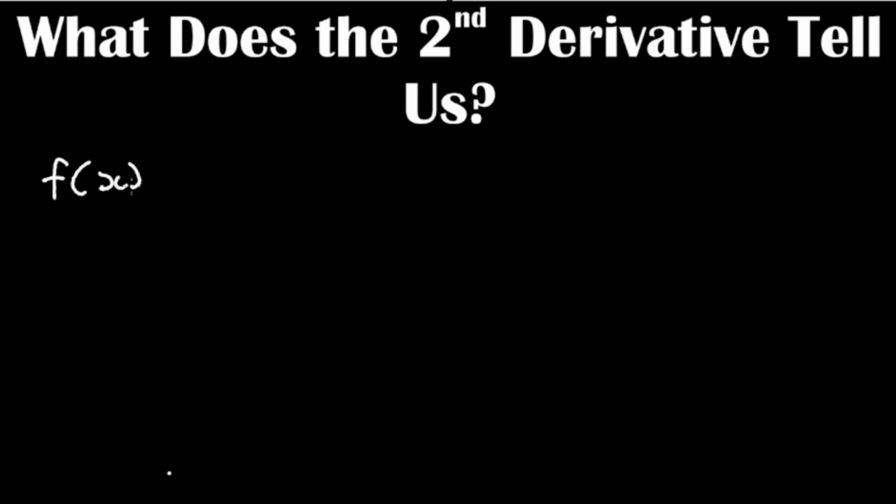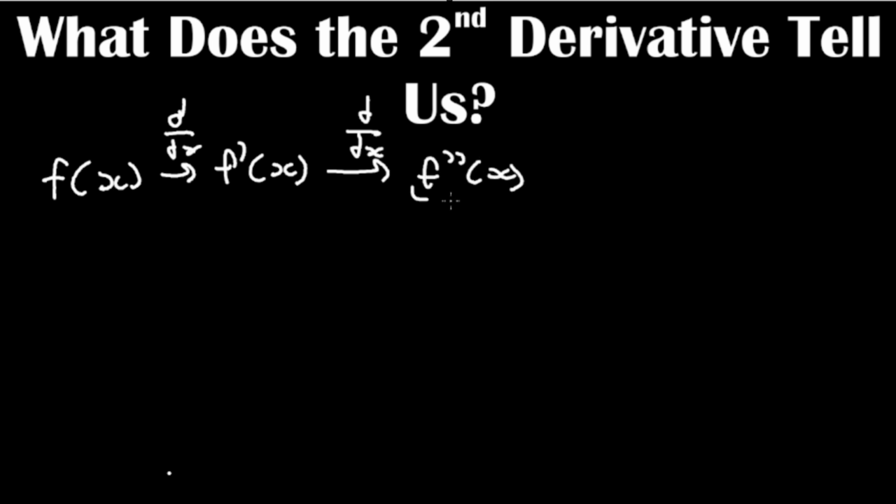To get the first derivative, you just take a derivative. So you get f prime of x, but you can differentiate again. If you differentiate once more, you get f double prime of x. This is the second derivative. So, pretty self-explanatory there. To get the second derivative, you just differentiate twice.